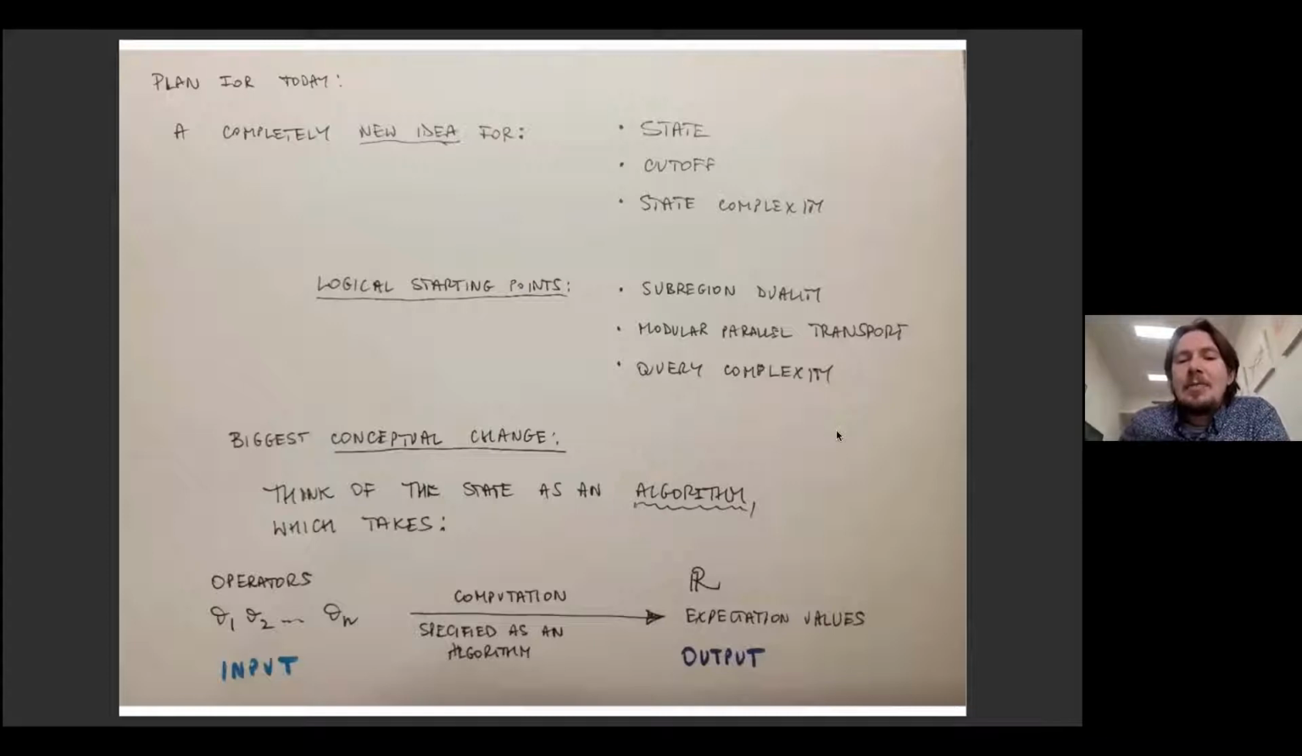And then for complexity itself, there is a logical starting point I'll be using, which is a completely different notion of complexity that computer scientists have defined, different from circuit complexity or other types of complexity you might imagine, which is query complexity. And what is that? Well, query complexity is something that applies to algorithms. If I have an algorithm, then I can ask how many times does that algorithm call on a certain subroutine. And so we will think about a state today as a map which takes operators to real numbers, and we will specify this map as an algorithm.